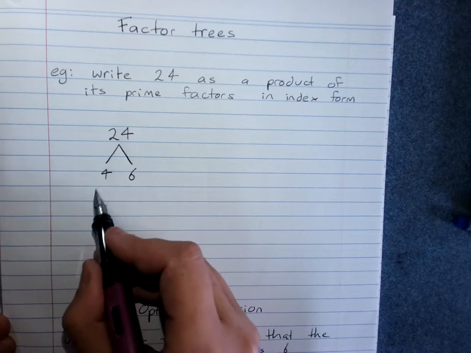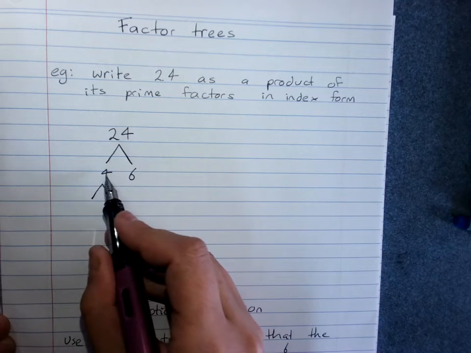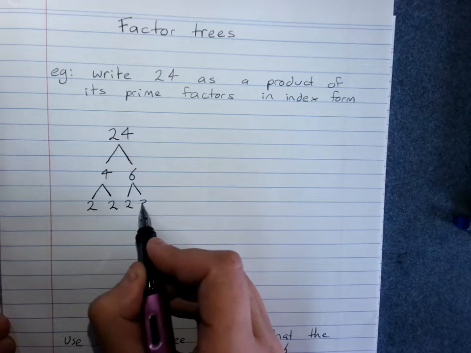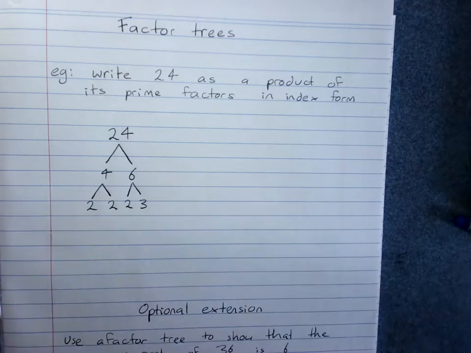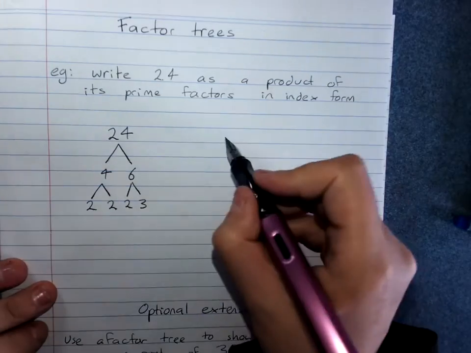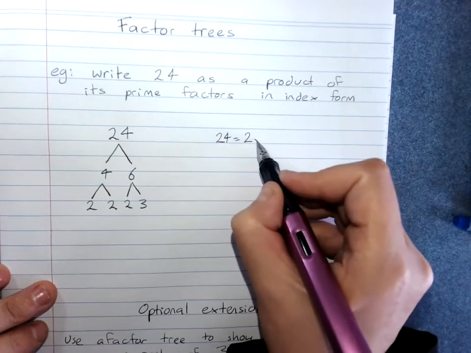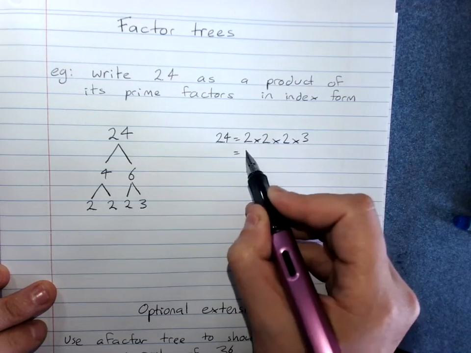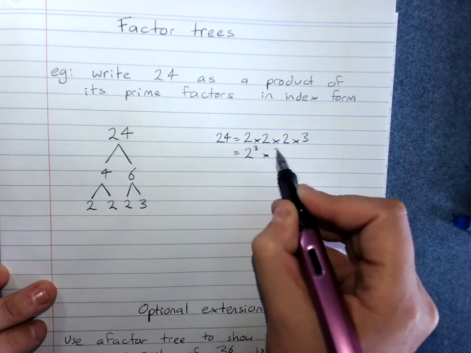Neither of those are prime yet, so this one, 4, can be written as 2 times 2. 6 can be written as 2 times 3. Once every number is prime, that means that 24 equals 2 times 2 times 2 times 3, and to write that in index form, that's 2 cubed times 3.